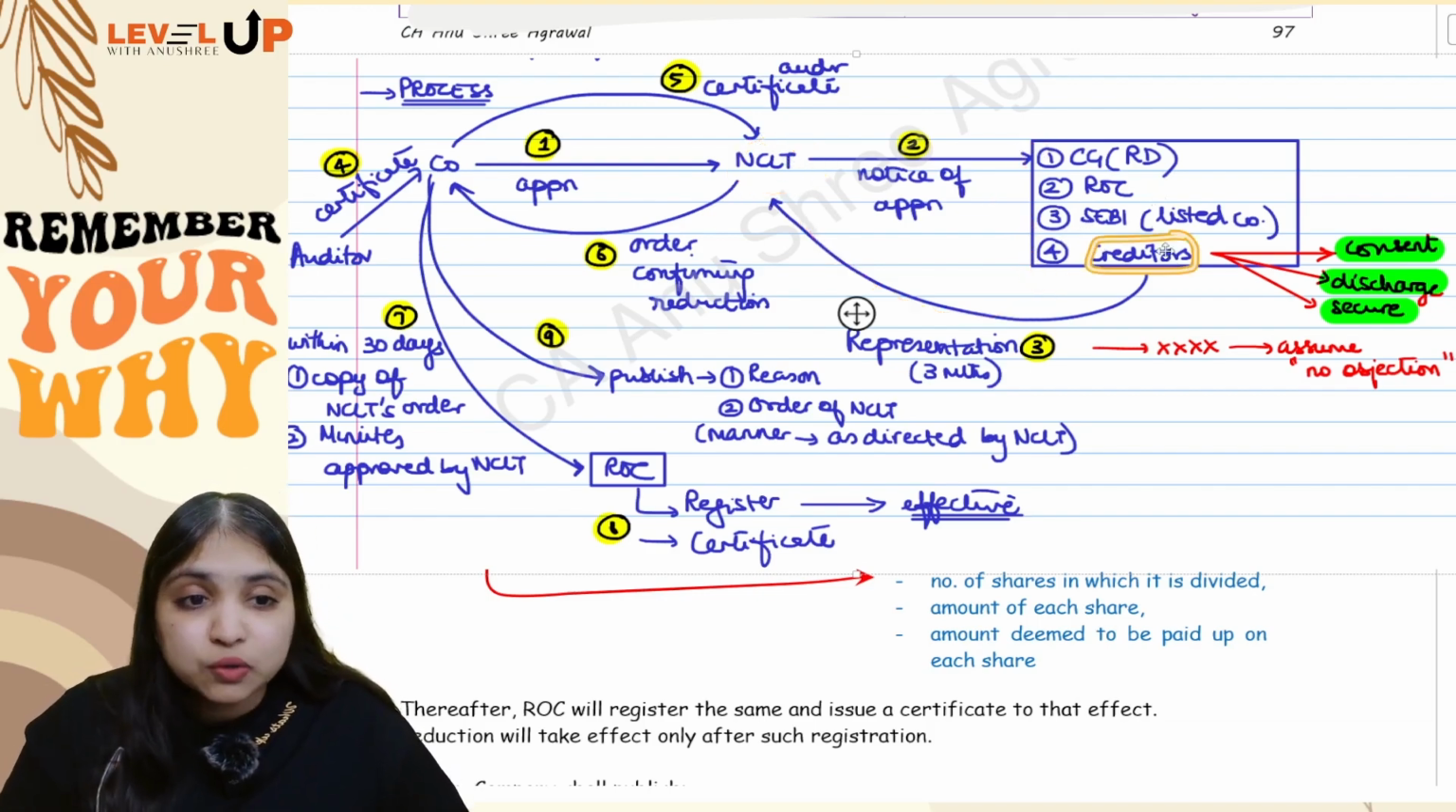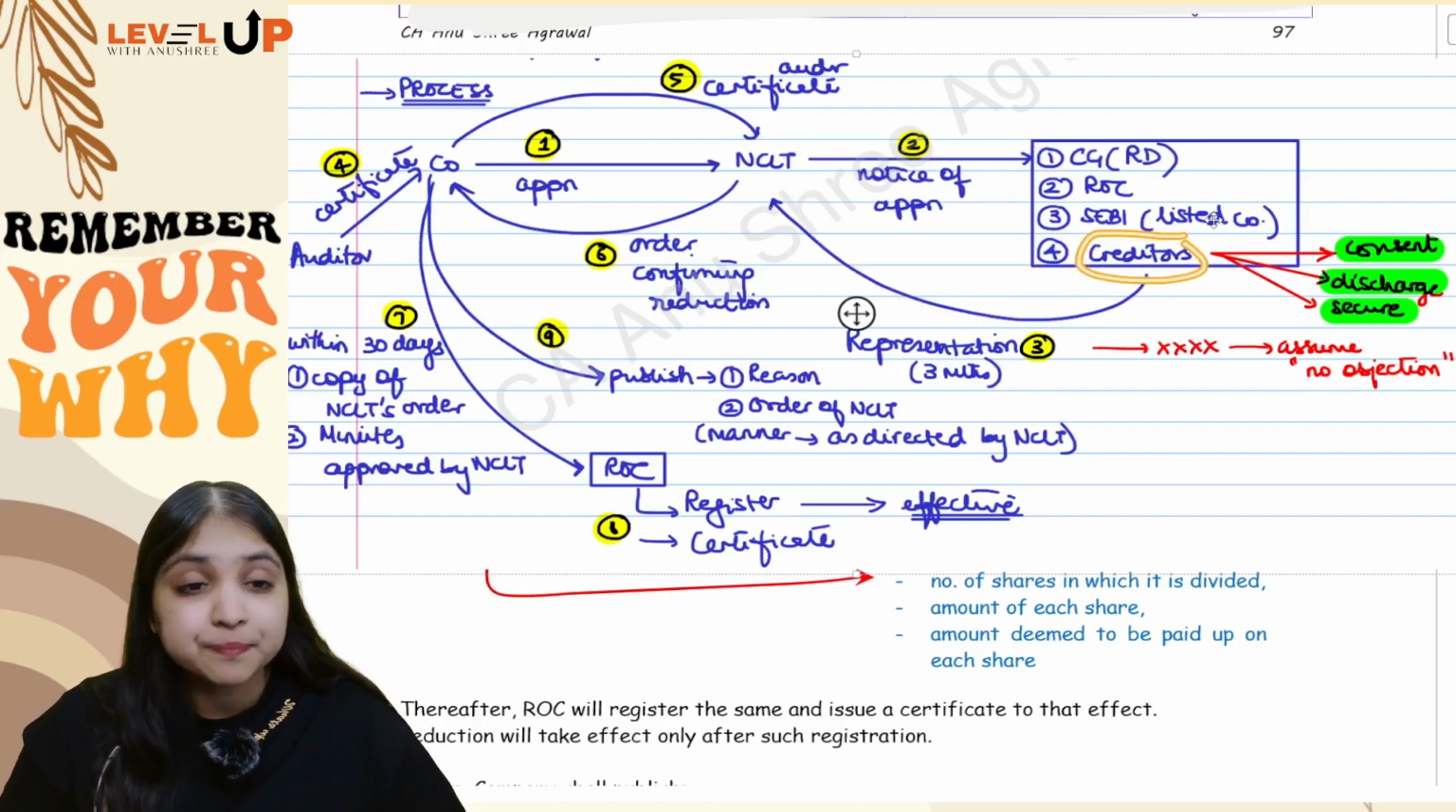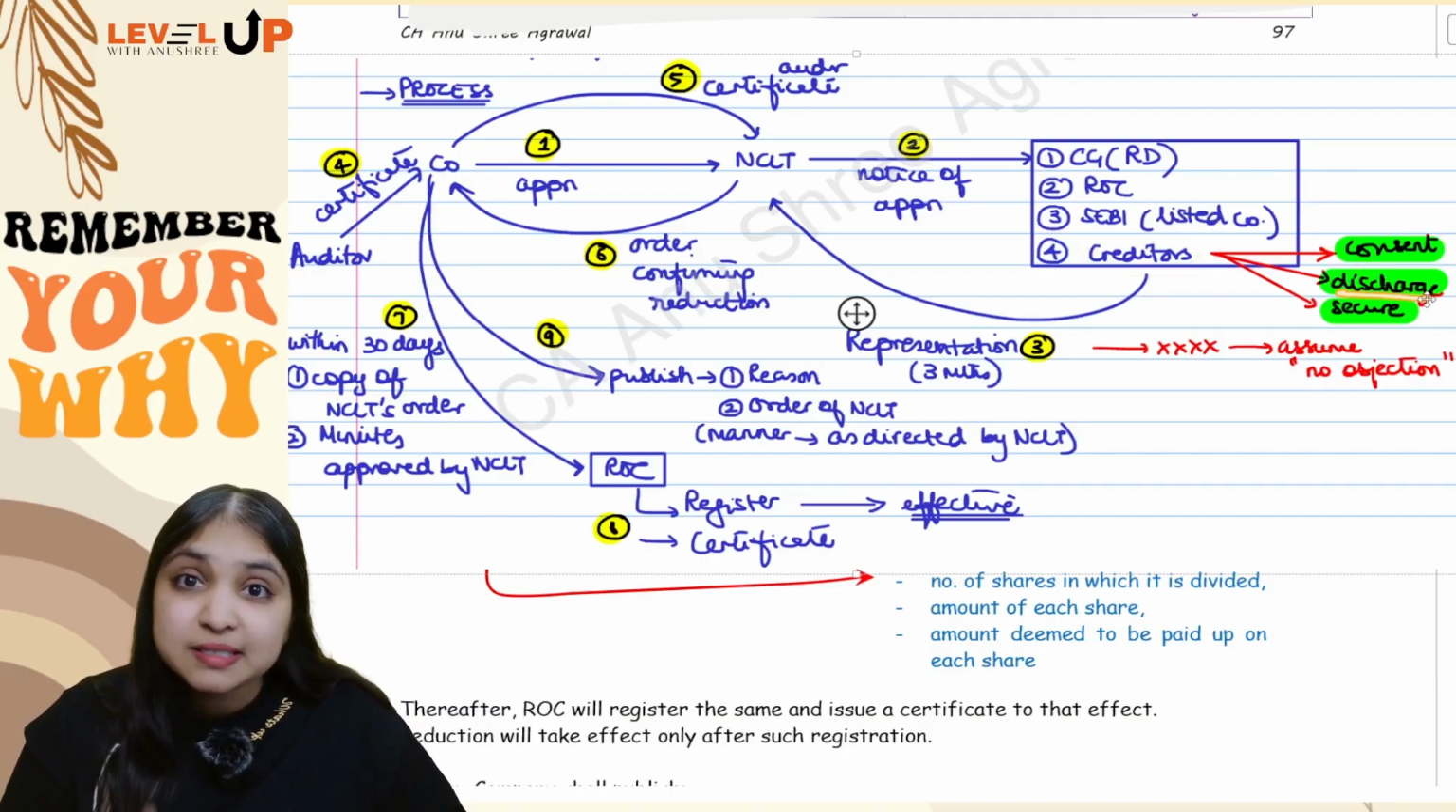But with respect to creditors, here we have a special point. From creditors, either we have to get their consent or we have to discharge them, which means repay them, or we have to give them security. For creditors, the rule is a little strict. Either somehow get their consent, or discharge them, or get security.